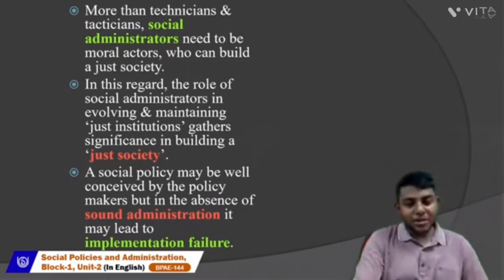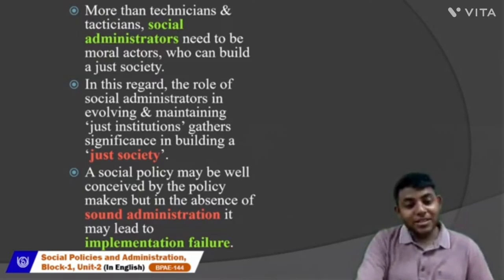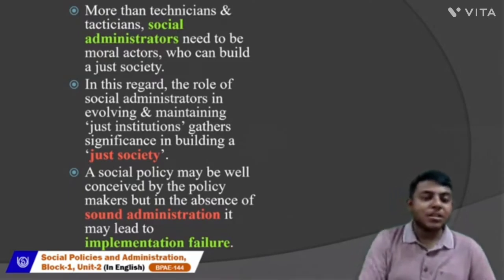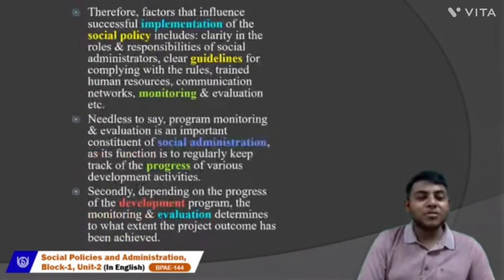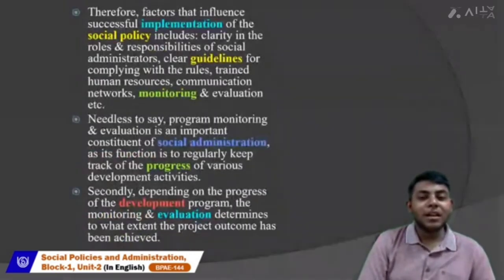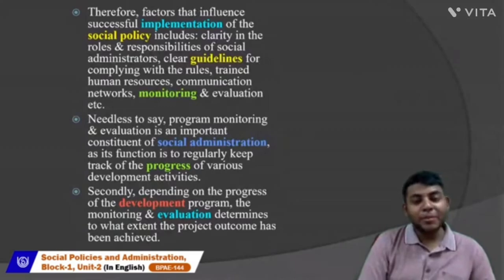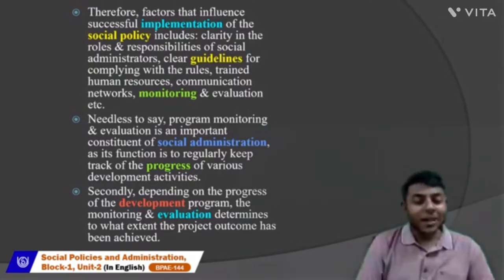The role of social administrators in evolving and maintaining just institutions gathers significance in building a just society. Therefore, what are the factors that influence successful implementation of social policy? They are clarity in the roles and responsibilities of social administrators. There should be no overlapping and no confusion; their roles and responsibilities should be clearly demarcated. Clear guidelines should be there for complying with the rules, and trained human resources as well as communication networks should be there, and the monitoring and evaluation system should also be up to that level.